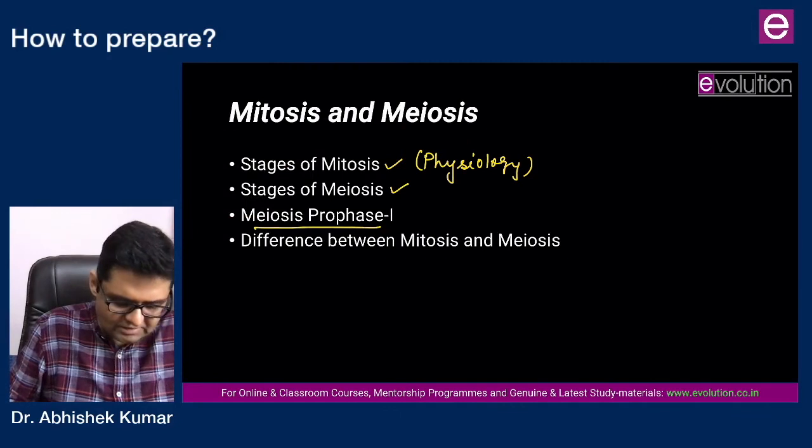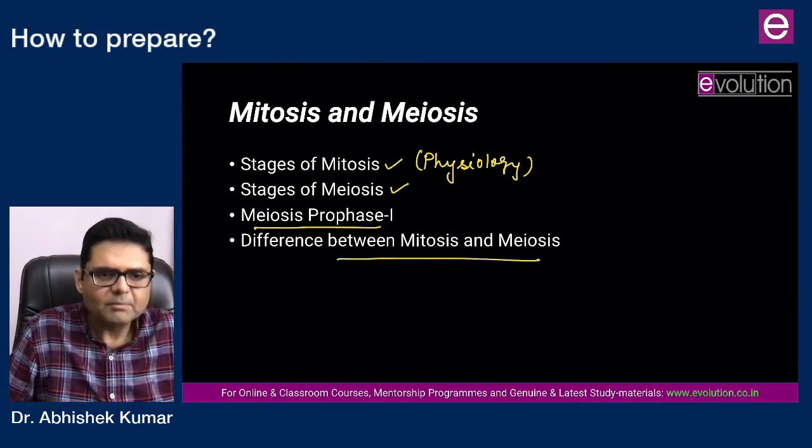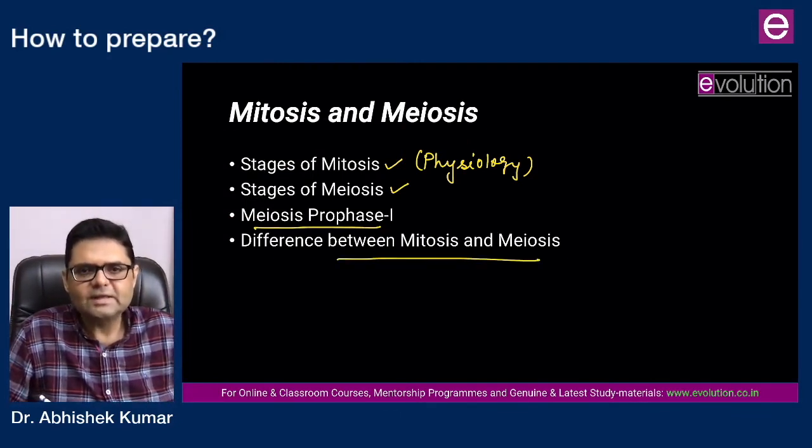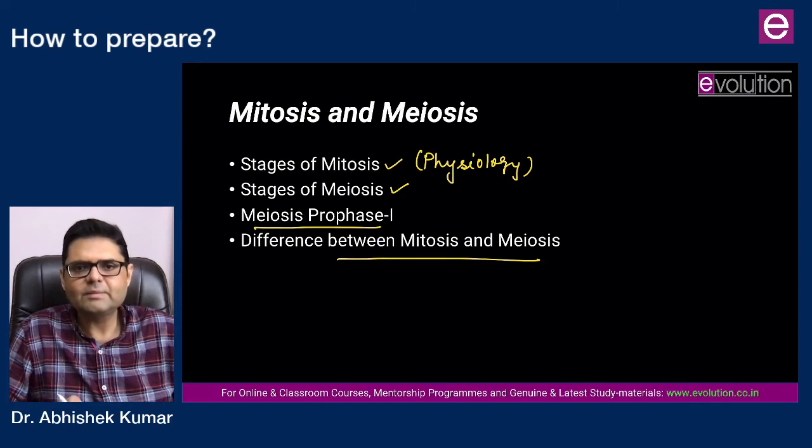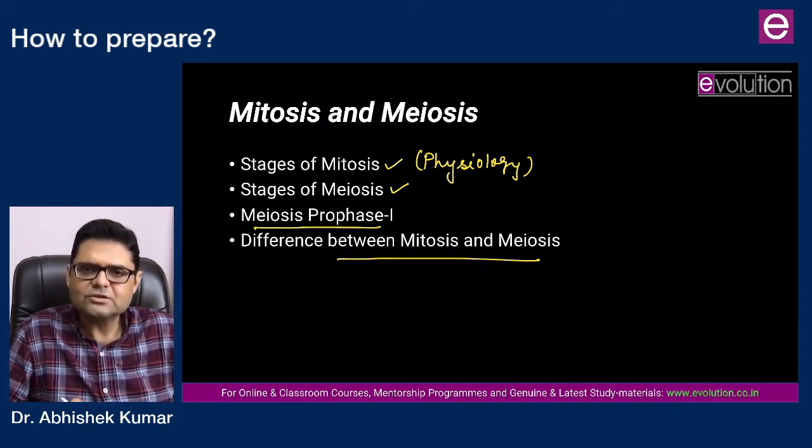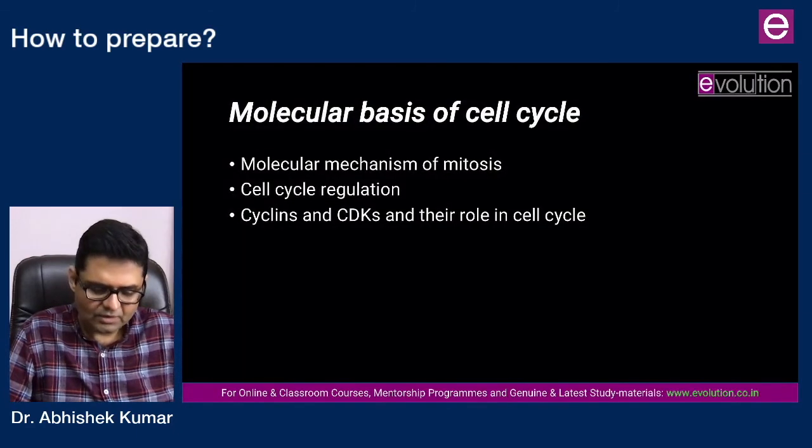And last question is difference between mitosis and meiosis. That's also an important and often asked question, but it is a very simple one. Once you have done mitosis and meiosis well, this is not a difference that will cause any problem to write. Next one is molecular basis of cell cycle.